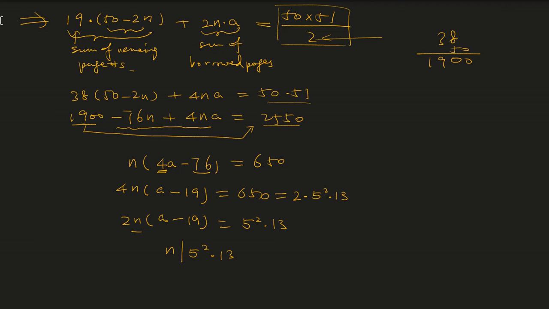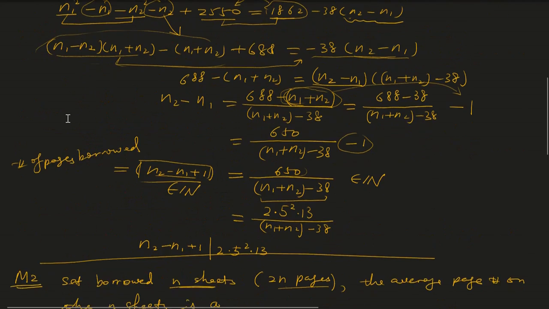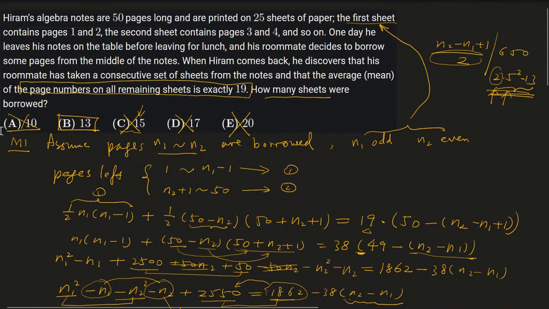right? And now let's look at all the choices. Remember, n is the number of sheets, and that's exactly what's asked in this problem. It can divide 5 squared times 13. Good. So now let's look at the 5 choices. I'll use a different color. So this is from the second method. N can divide 5 squared times 13, right?